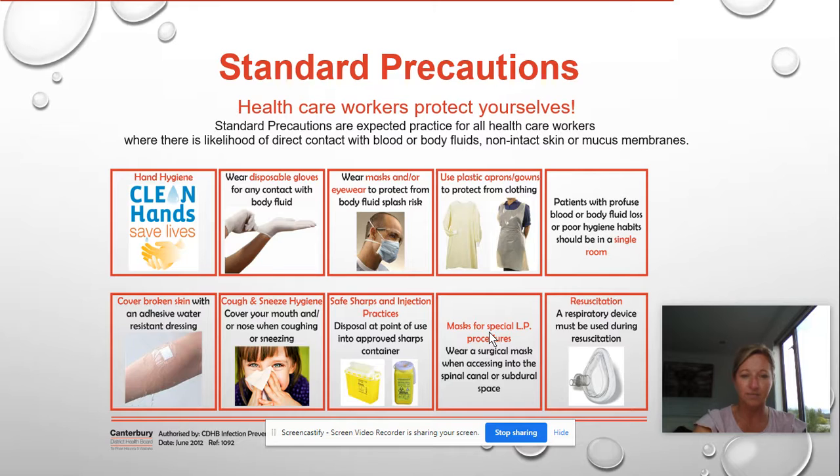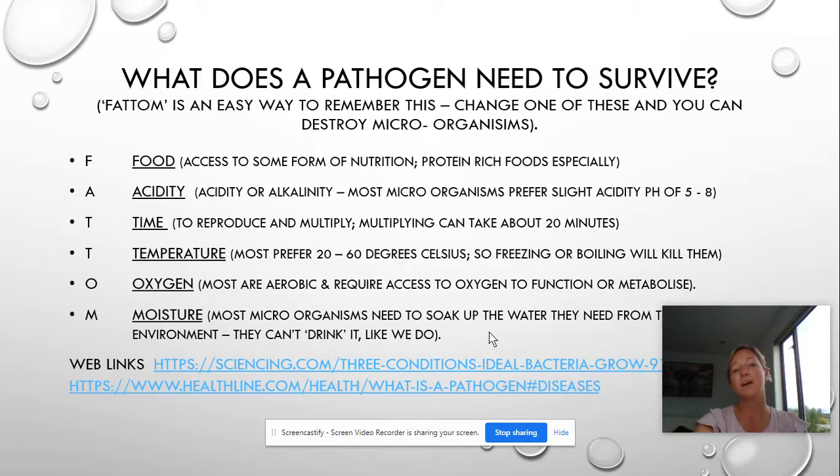Let's go to the next one. What does a pathogen need to survive? Well, we just briefly talked about that. So I would like you to read through that in the PowerPoint you can download as well, without me talking in the background. So it needs to have some sort of food to survive, a perfect environment.